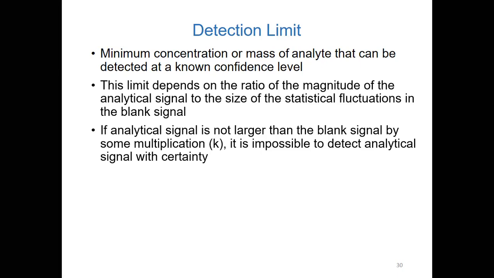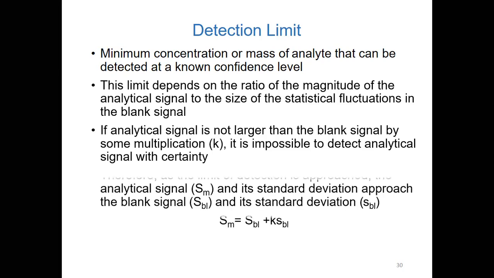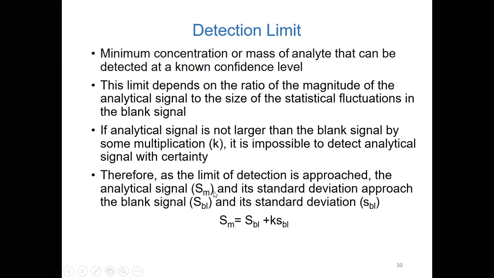So the detection limit is the multiplication of the blank signal by some number K, right? As the limit of detection is approached, the analytical signal and its standard deviation approach the blank and its standard deviation. So blank plus K times the standard deviation, this number equals the analytical signal. This is the equation that we can use to find the detection limit.